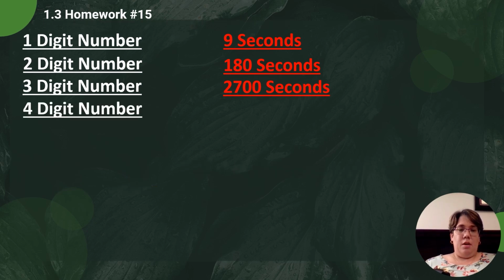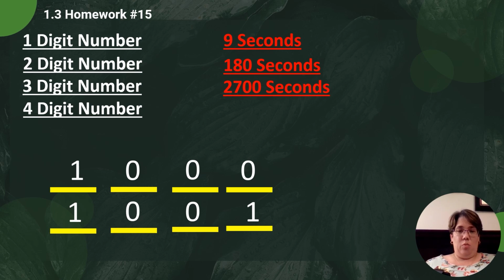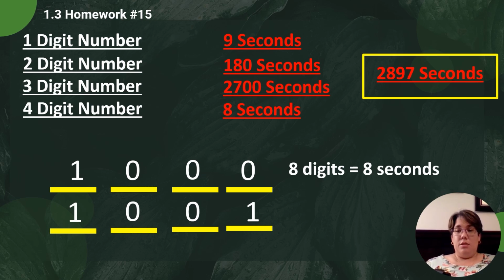All right, and finally, let's think about four-digit numbers. So we're going up to 1001. So really, you only have the four-digit number 1000 and the four-digit number 1001. So when you look at that, that's really just 8 digits. So it's a total of 8 seconds. So I'm going to add 8 seconds. When you add all of those up, you would get 2,897 seconds. So that's the total for all of this. Okay, so that's going to be everything.